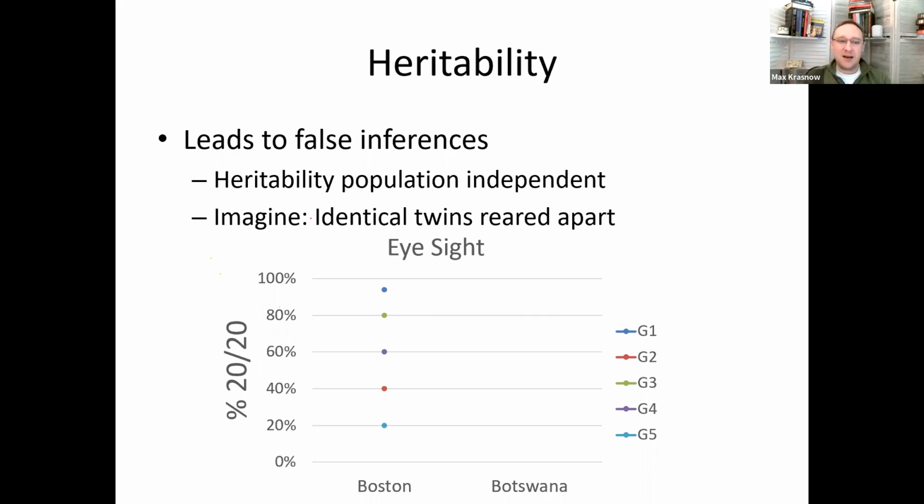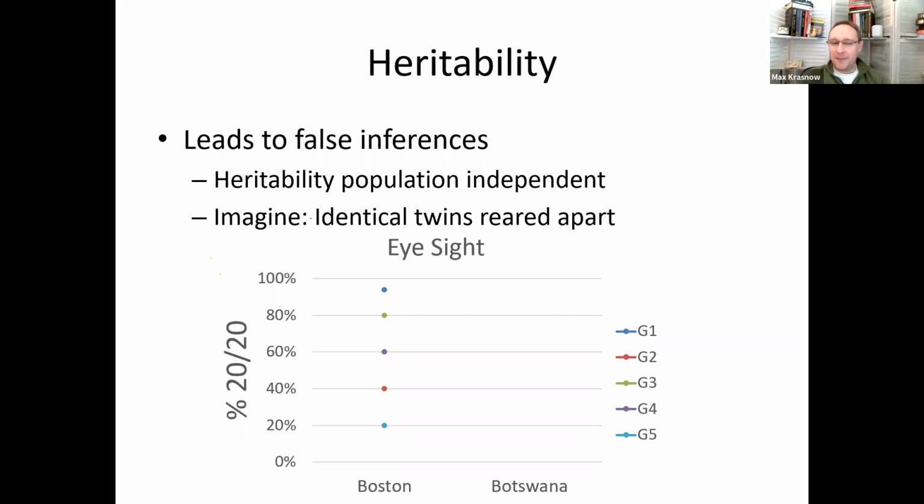That is, if we think about, say, 5 different versions of a gene, 5 different alleles, G1, G2, G3, G4, G5, we would probably see in a place like Boston, in an industrialized country where people spend a lot of time reading and looking at things close by, that there would be variance in their vision, the proportion of people who have 20/20 vision, that's due to which genetic variant you have.